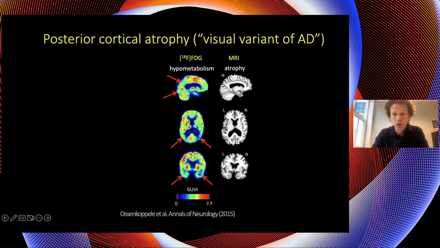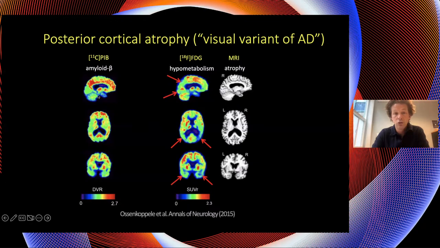So in this case, we see a lot of glucose hypometabolism in the posterior parts of the brain, as indicated by all the red arrows. As expected, the amyloid beta PET scan showed a widespread sort of aspecific pattern, I would say. So there's essentially amyloid beta pathology all over the brain, in areas with and without hypometabolism.